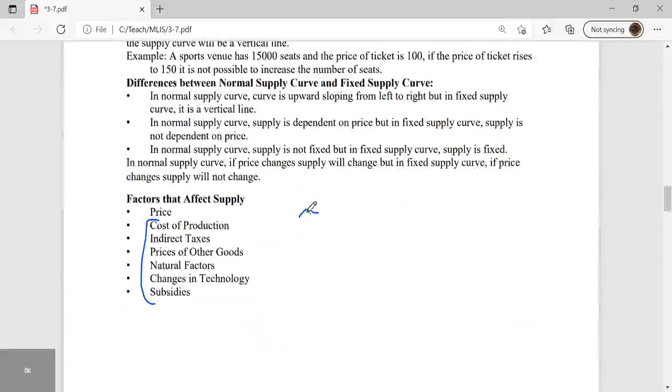That means a totally new supply curve will be there. Previously this was maybe S1. When supply increases, the curve will shift to the right, that means away from zero.